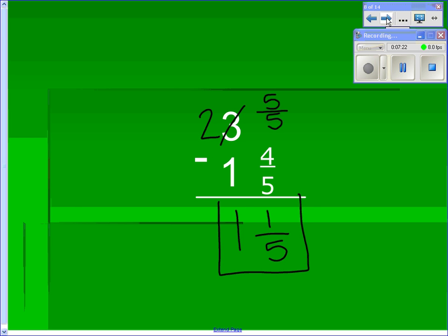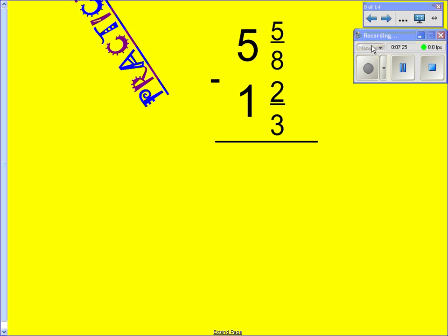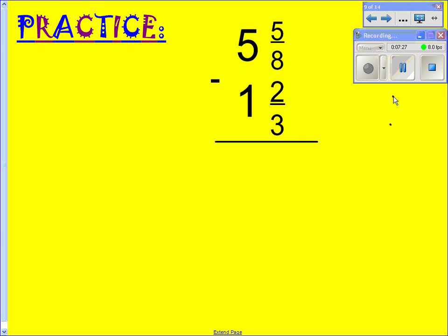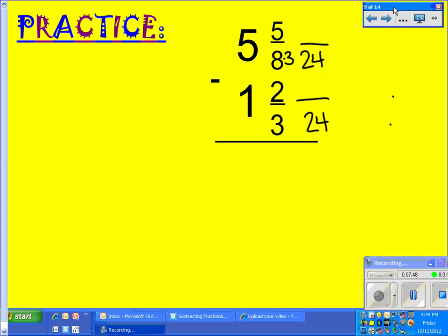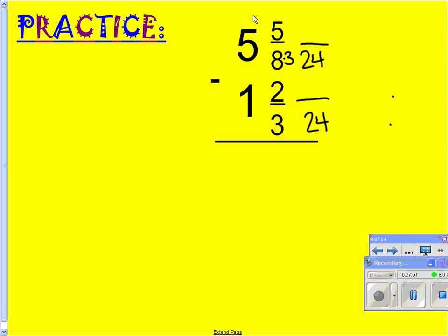Okay. Try the next one. Try this next one on your own. I know it's not in your notes, but find an open space and just try this one and then check it. You can pause the video. Okay, common denominator between 8 and 3 is 24. To get from 8 to 24, you multiplied by 3. Let's move this down some. You multiplied by 3. So 5 times 3 is 15. To get from 3 to 24, you multiplied by 8. 8 times 2 is 16.